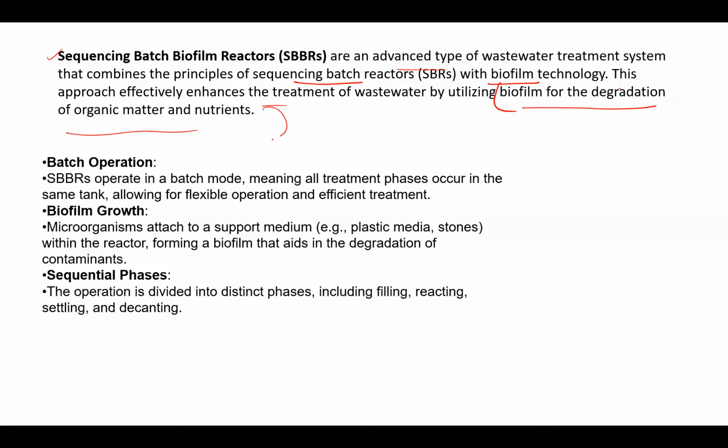This biomass is attached to the biofilm. So you can see here, microorganisms attached to the support media. In the biofilm, for example, here you can see plastic media or stones within the reactor forming a biofilm. Onto the plastic or stones, the bacteria or microorganisms will attach. Then what happens, they will form a biofilm by multiplying. They eat something and multiply and form a film. So this film will help in the process of wastewater treatment.